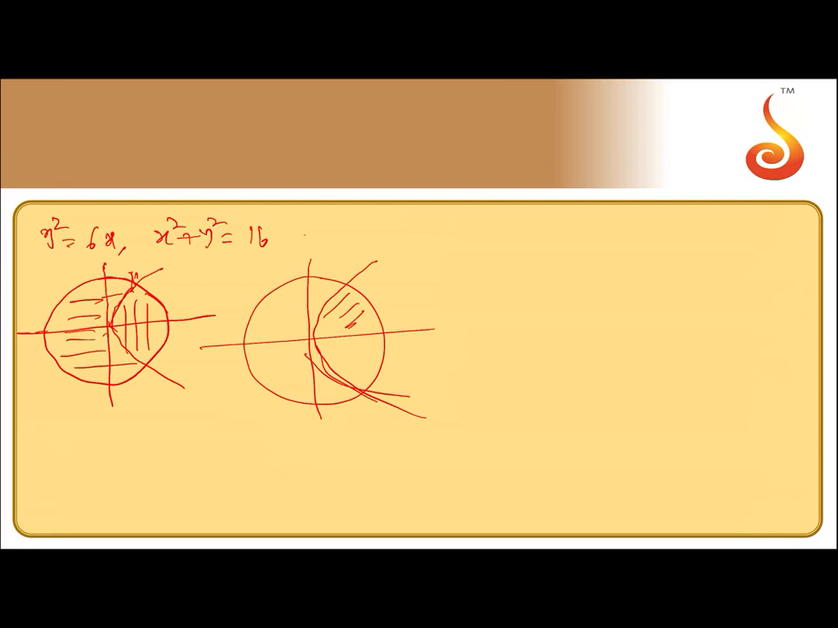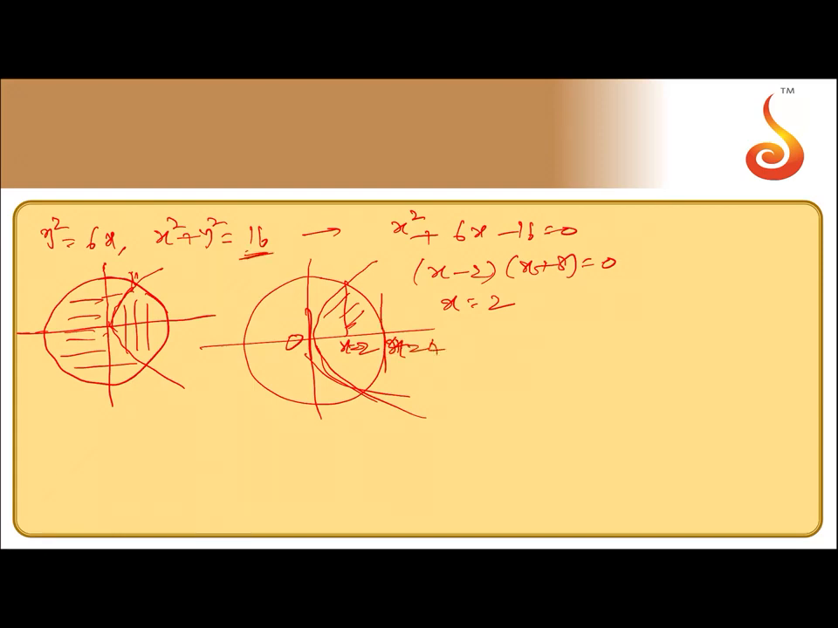So let me evaluate this one by solving these two equations. You will get x square plus 6x minus 16 is equal to 0. Therefore, x minus 2 multiplied by x plus 8 is equal to 0. So, x cannot be negative. So, x is equal to 2. That means x equals 0 to x equals 2. And the radius of the circle is equal to 4. This is x equals 4.